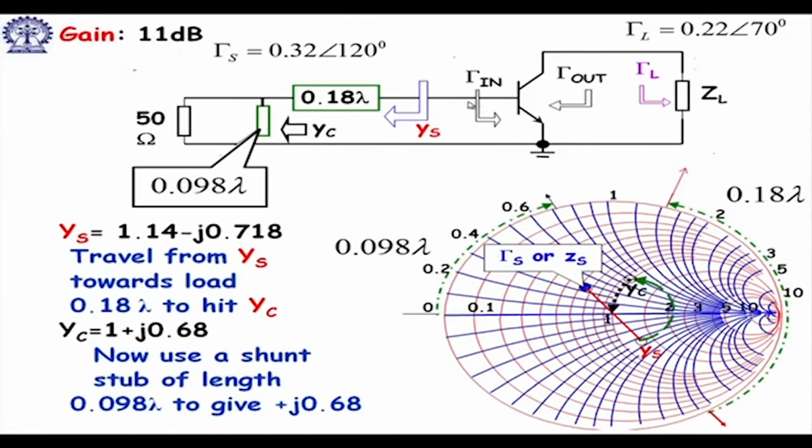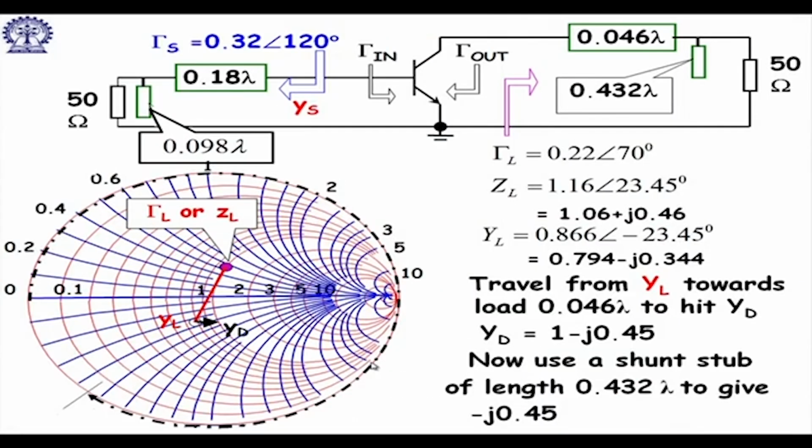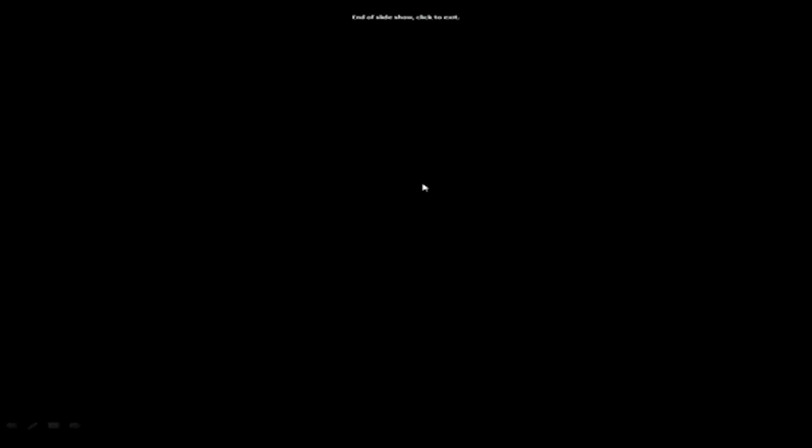And you can design the matching networks, because the moment you choose gamma s, you can locate that point gamma s, then convert to y s, then see where you are cutting the 1 plus jb circle. From there you can design the stub. Here we have seen 0.18 lambda, you will have to have a transmission line, then you will have to cancel this with the stub. Similarly for gamma L. Here I have given all the values, and by that you can do the input matching and output matching.